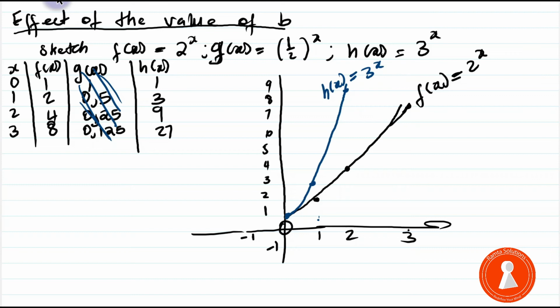Now I'm going back to my g of x. G of x is half, 0.25 and 0.125, something like that.